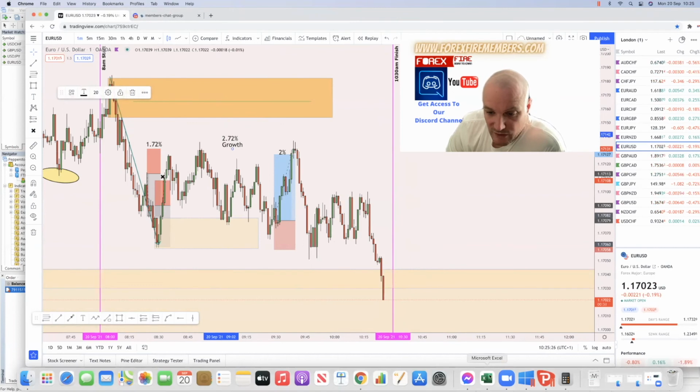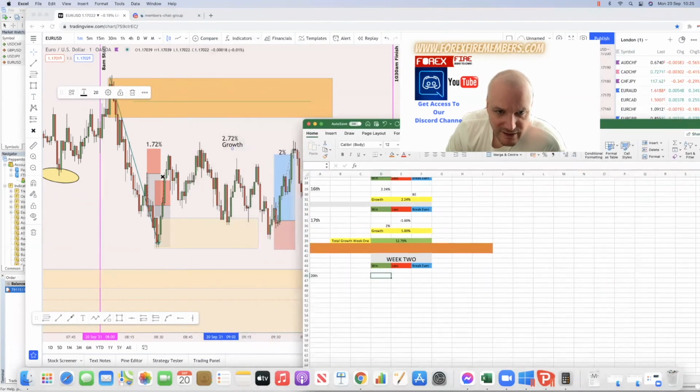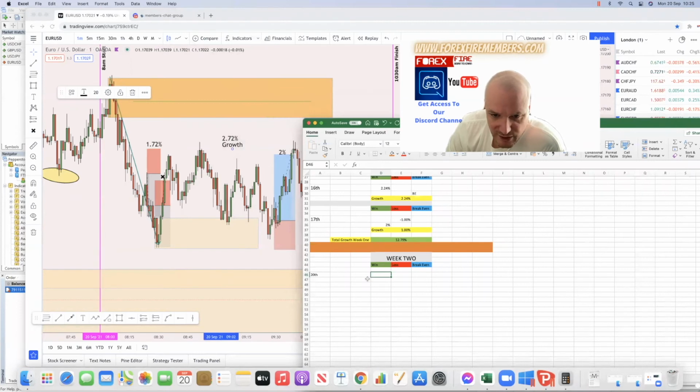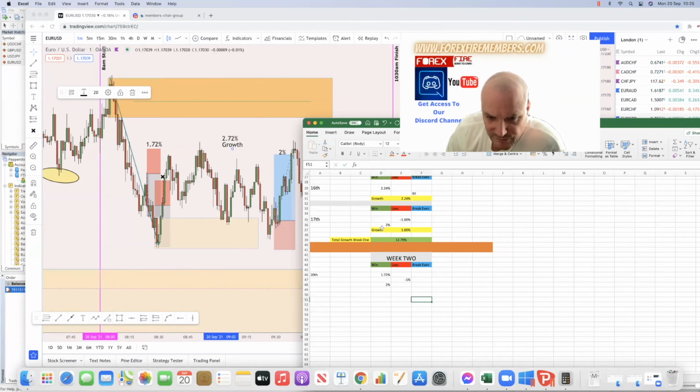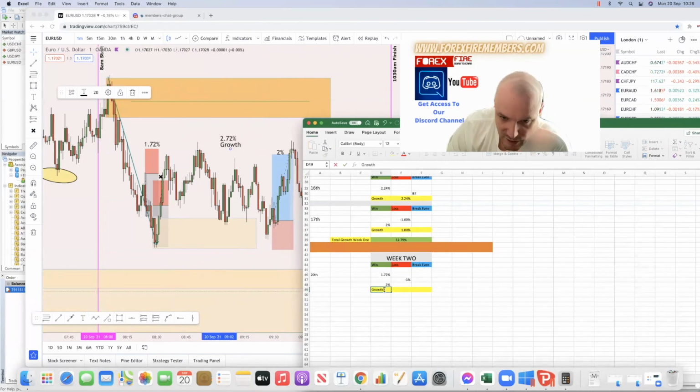And we go on to the Excel sheet. So the first trade was a 1.72%. Second trade, we had a -1%. And the last trade, we had a 2%. Okay. Overall, let's make this yellow. Growth.